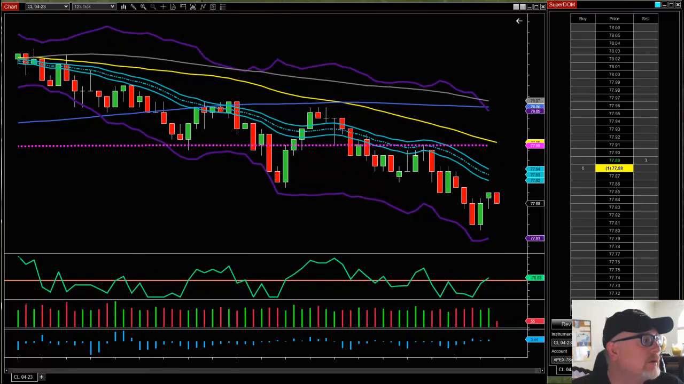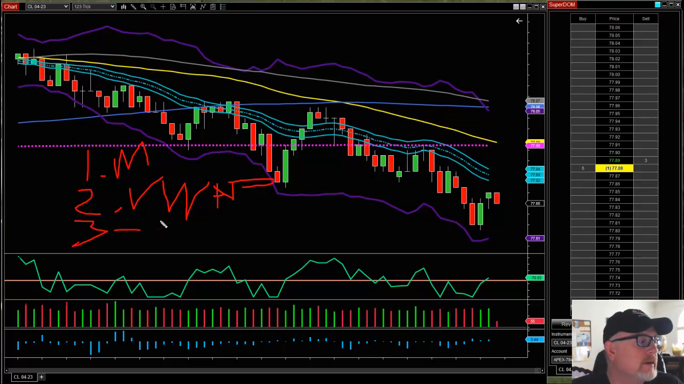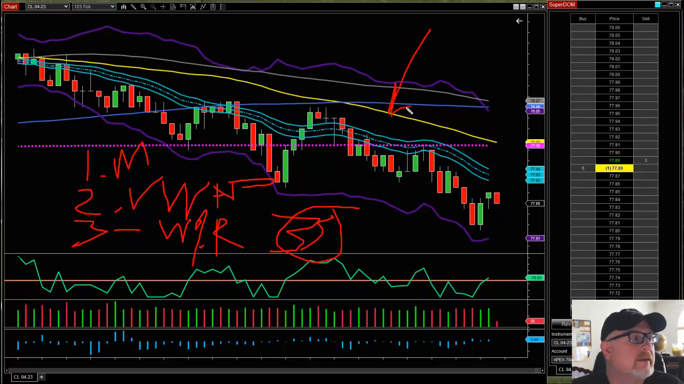So what do we do? 1, MACD was taken off. 2, added VWAP. And 3, I changed my setting on Williams percent R to 33. And this is a tick chart. So this is my trading chart.